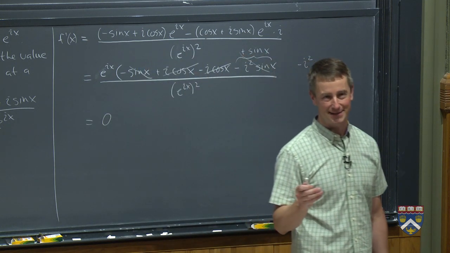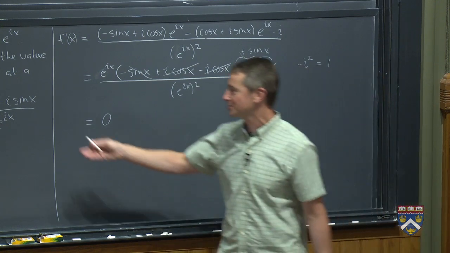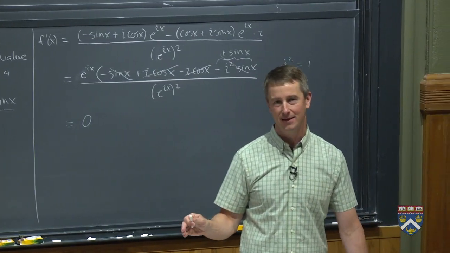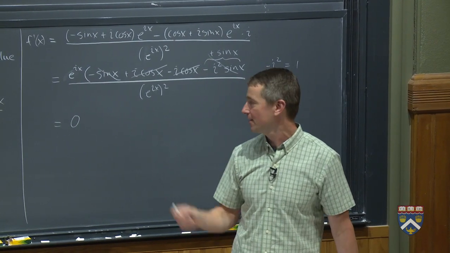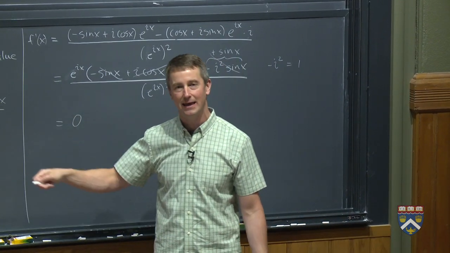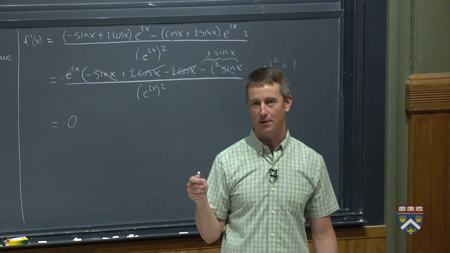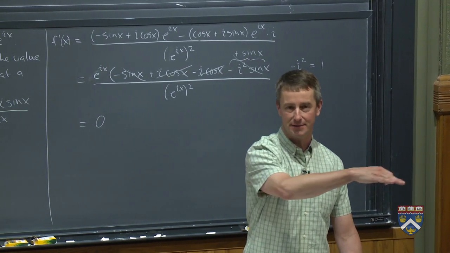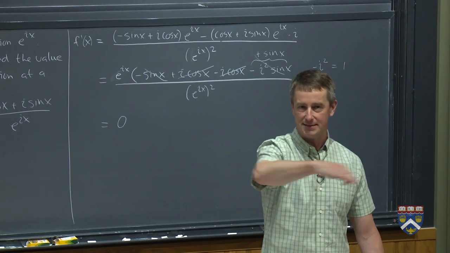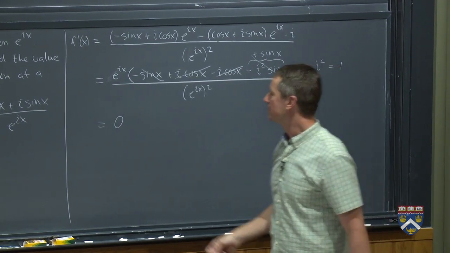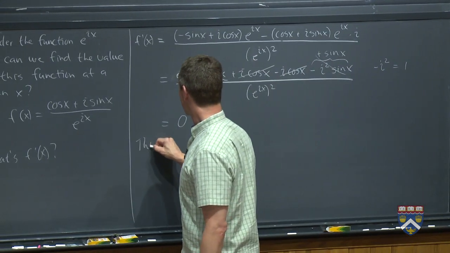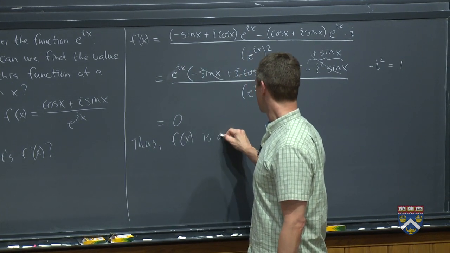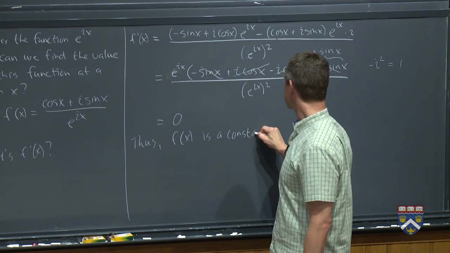No matter what x is, the derivative of this crazy function that we made up is always 0 for every single x. So what does that tell you about what the graph of this function f of x looks like if its derivative is always 0? What must the graph look like? I hope you're picturing a horizontal line. This means that f of x's slope is always 0. So thus, f of x is a constant function. It always equals the same number.